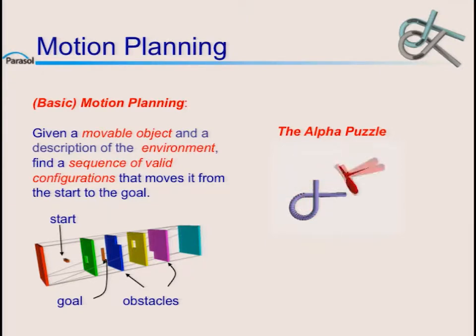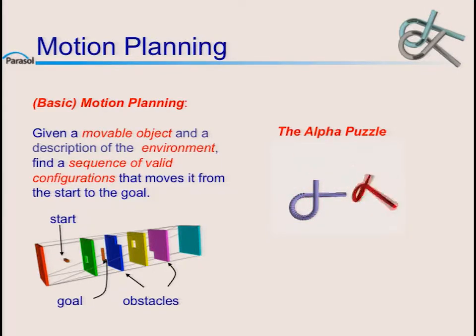we're talking about the simplest kind of motion planning problem definition: you have some movable object, you have a description of the environment, and you want to compute a sequence of valid configurations that takes it from your start to the goal. What's shown here is this alpha puzzle example, which has become a benchmark problem for motion planning applications. This is a kind of problem where if you know how to solve it, you know the trick. There's this particular configuration that you need to find. It's right there. Once you do that, the problem's easy.